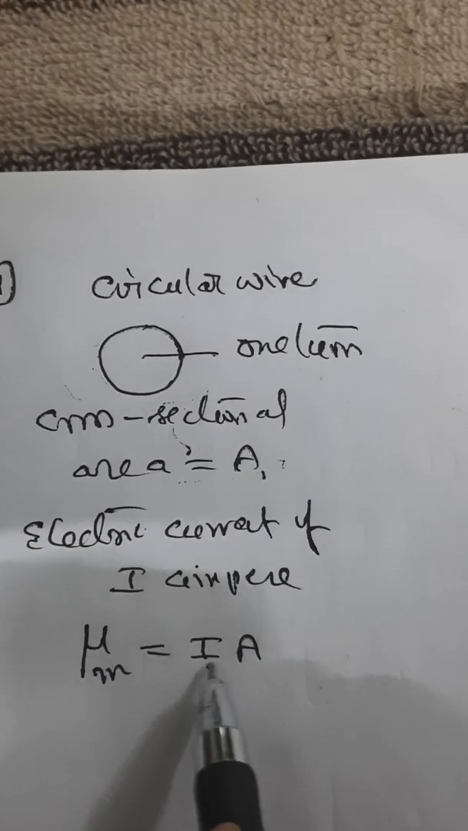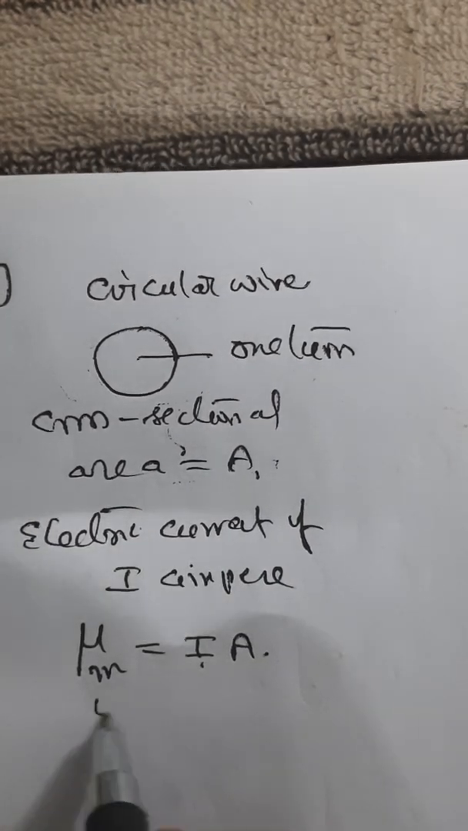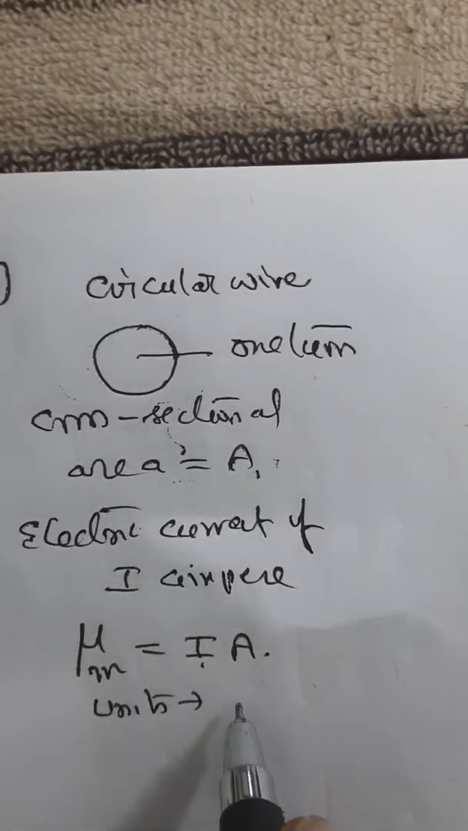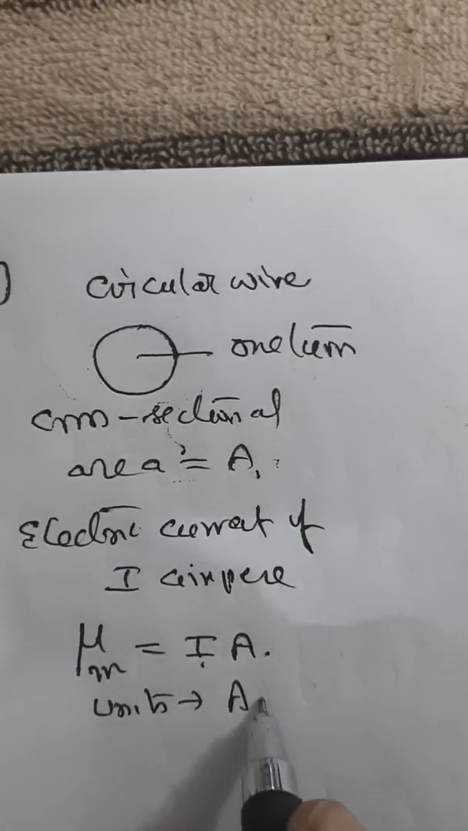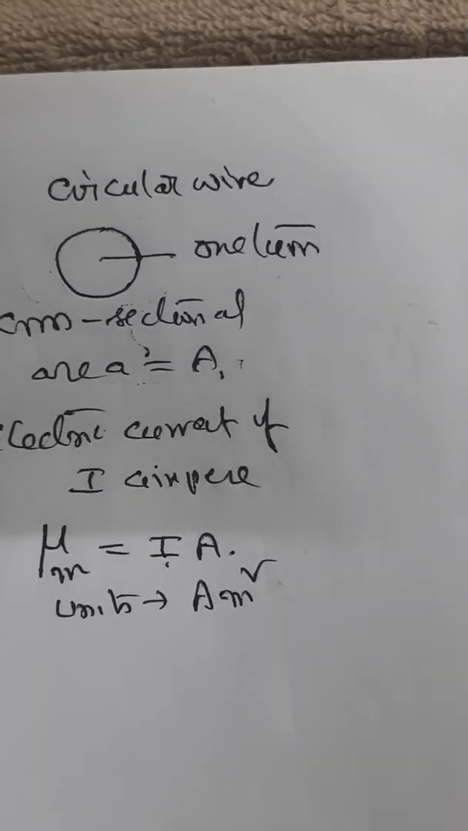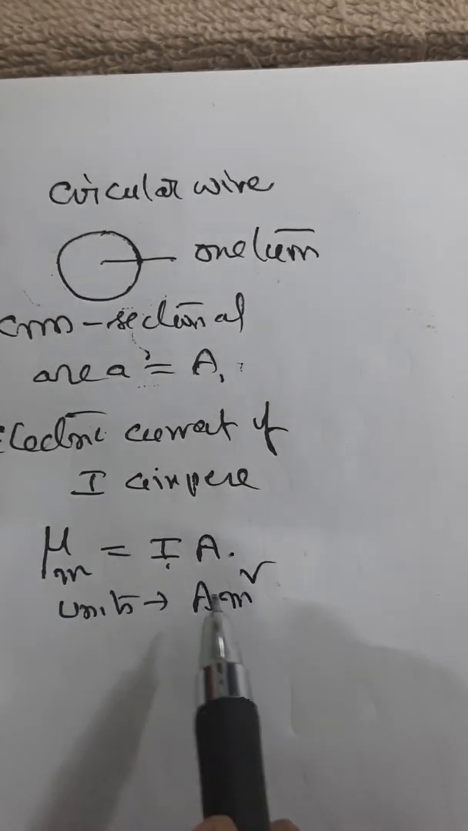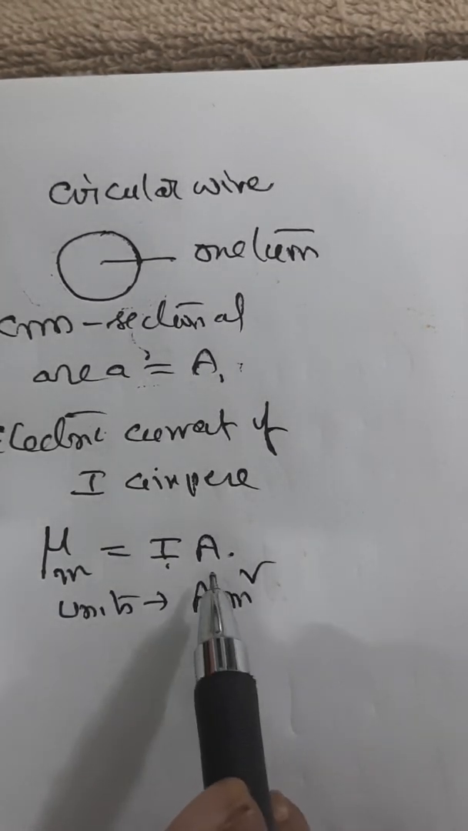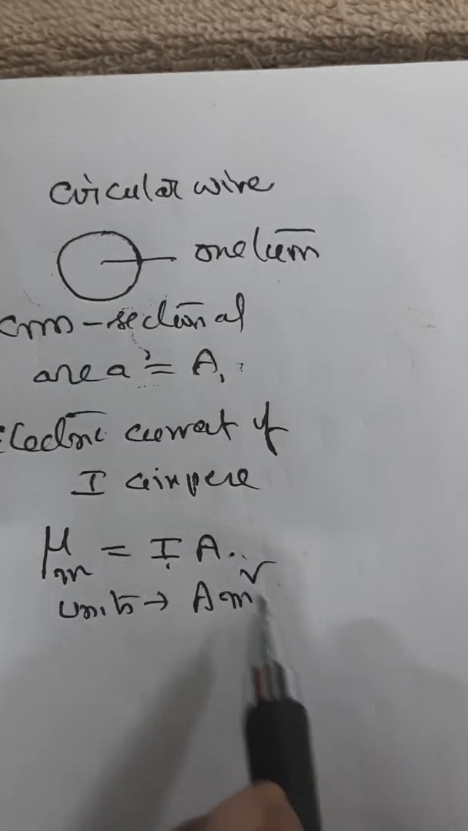So it is ampere meter squared. If you take the units, what are the units of this? Current is measured in ampere, area is measured in meter square. Ampere meter square is the unit for this. It's a vector quantity, pointing from south to north pole.